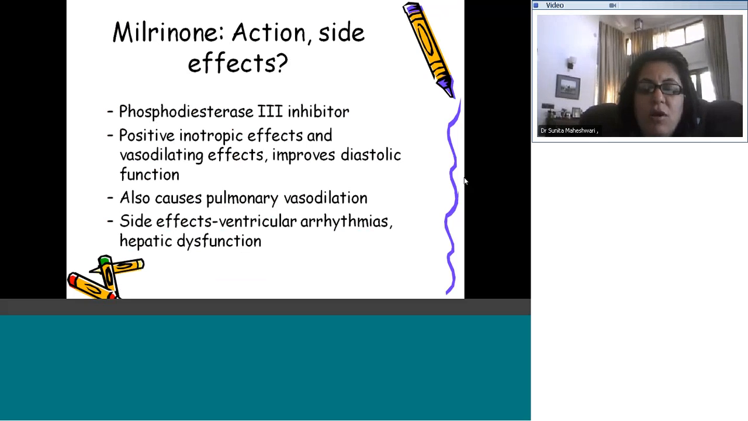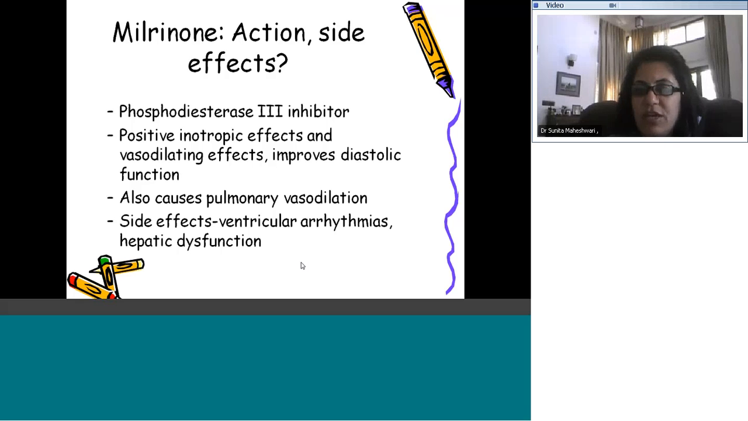No. So, it's a phosphodiesterase 3 inhibitor. It has positive inotropic effects as well as vasodilation. That's why it's called an inodilator. And it also helps improve diastolic function. Also helps with pulmonary hypertension. It's a good pulmonary vasodilator.